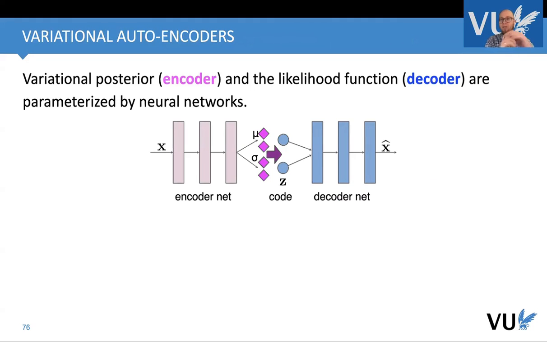Right. Okay. So this is the theory. Now we are stepping into the practice. We say that the variational posterior and the likelihood function, or simply the conditional distribution, so the encoder and decoder, are parameterized by neural networks. So we have this q of z given x. It's a neural network that in the end will give us parameters, for instance, of a Gaussian distribution. Then we sample this code, and using a decoder network, a neural network, we will obtain the reconstruction.